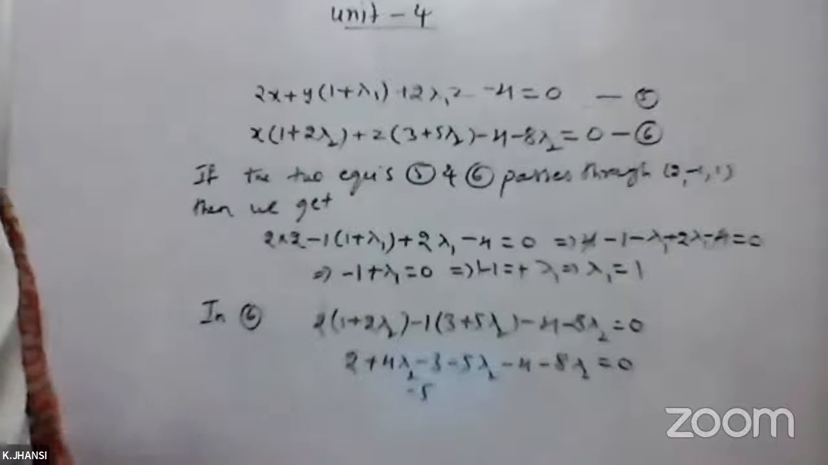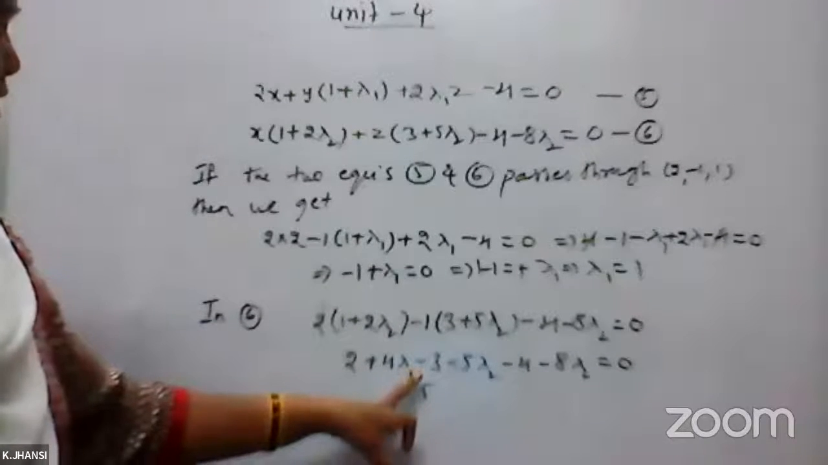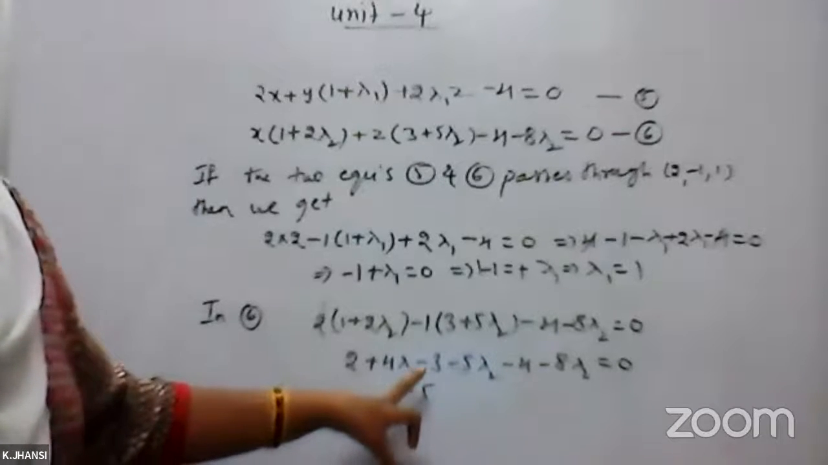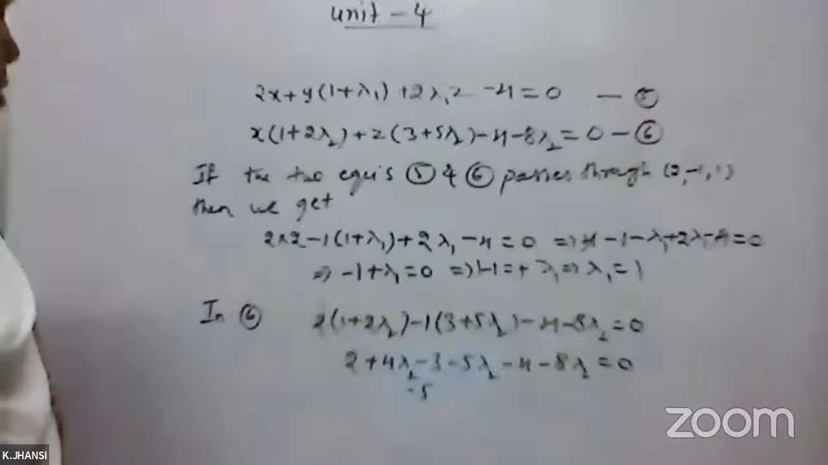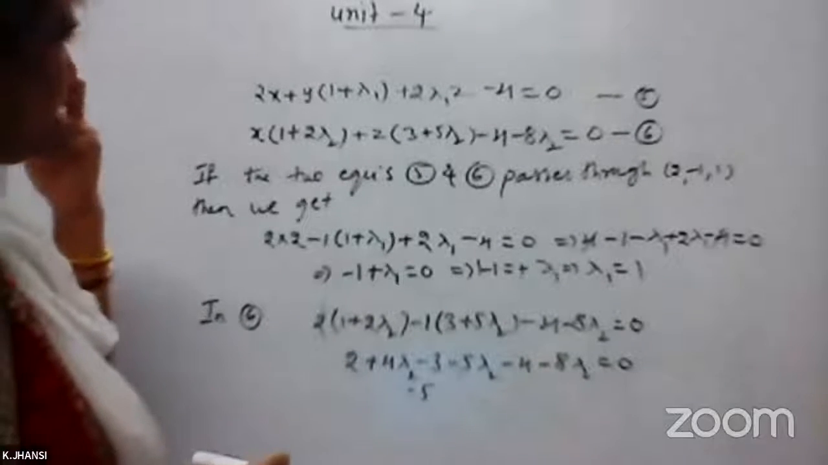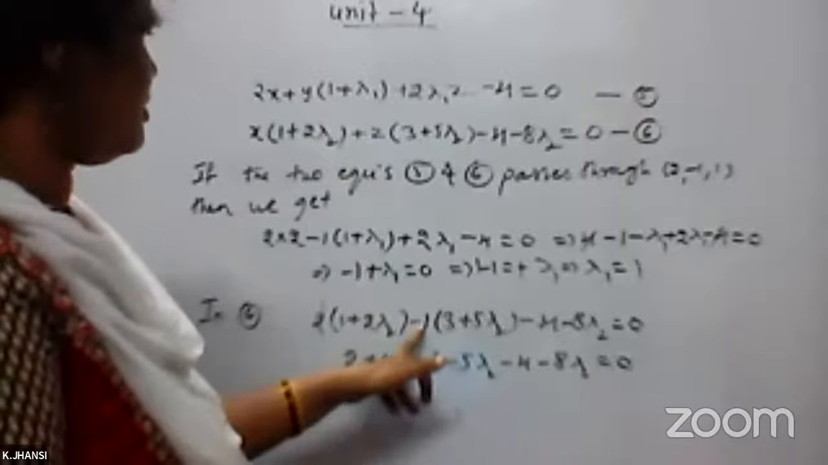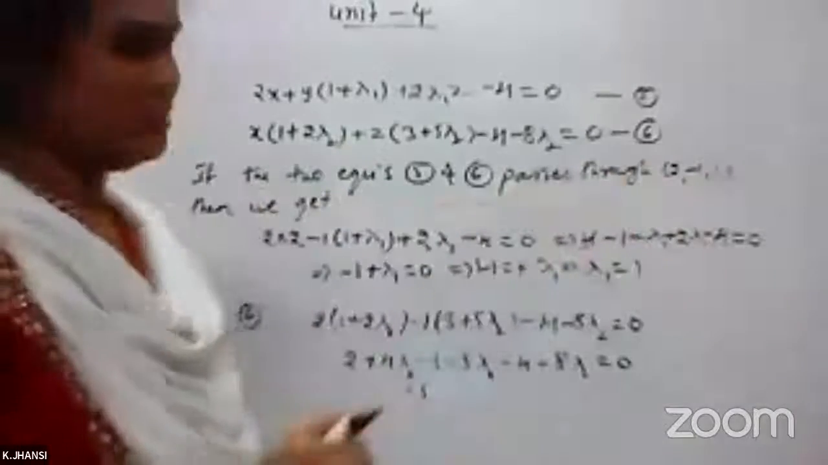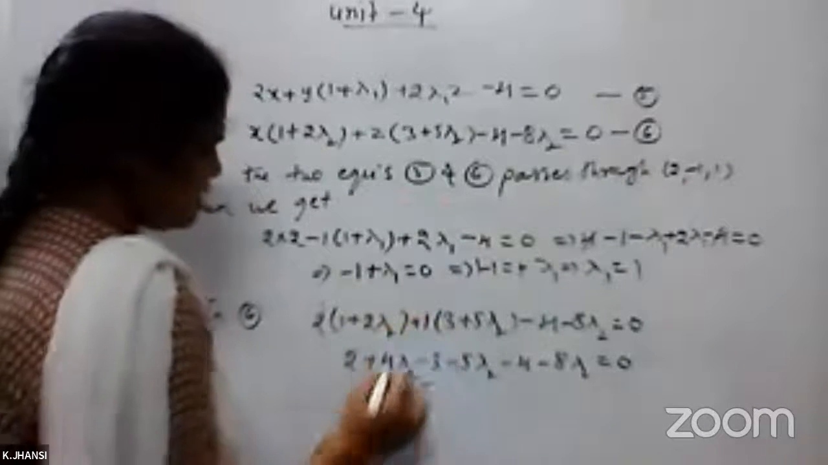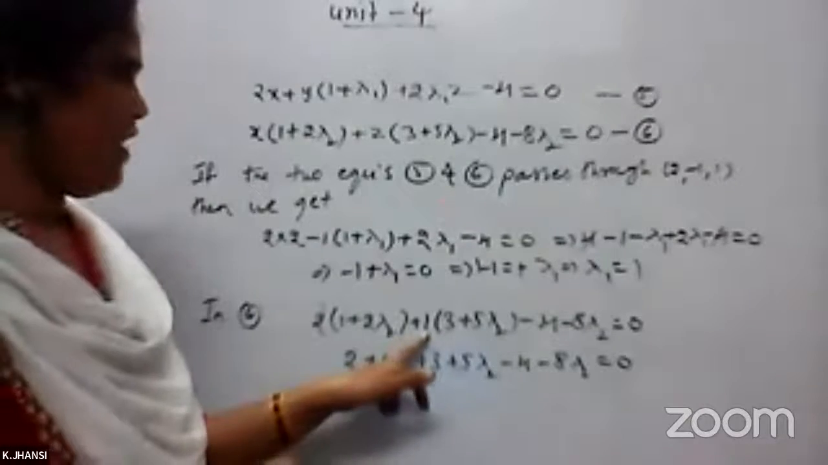1 plus lambda 2, we have to get 2 plus 4 lambda 2 plus 3 plus 3 plus 5 lambda 2 minus 4 minus lambda. Here we have made a mistake. It is minus 1. Okay, the z value is 1. I have written minus 1, that's why it is wrong. Here plus and plus. So the z value is 1.